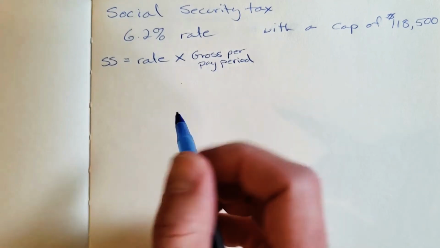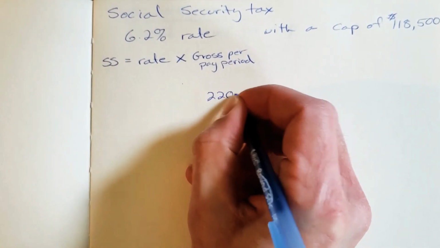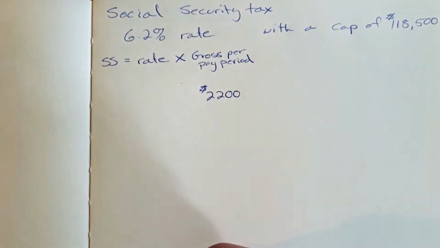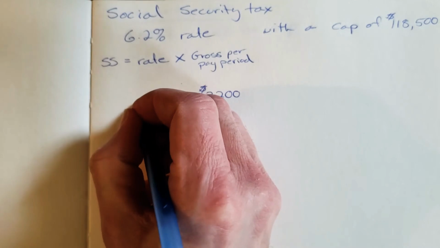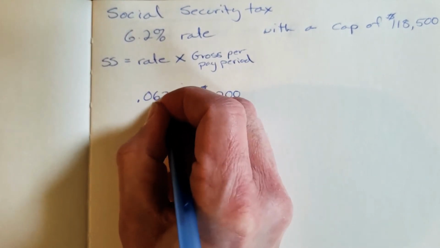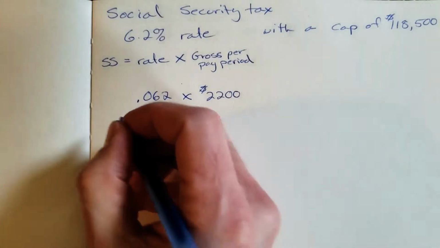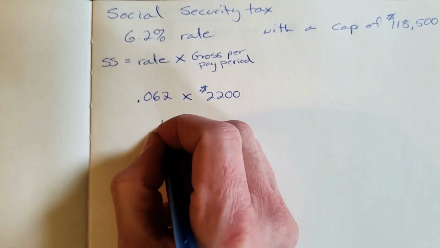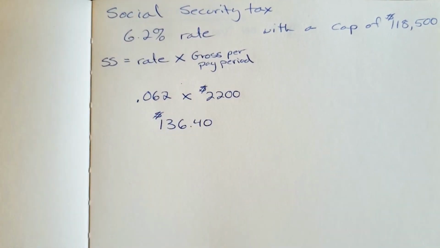So let's just say that we have a $2,200 gross. That means that the rate, 6.2%, is going to be put in as 0.062 because we have to put it in as a decimal. And when we multiply those, the Social Security tax will come out to $136.40. So pretty straightforward. That's what would be subtracted from your paycheck for Social Security.